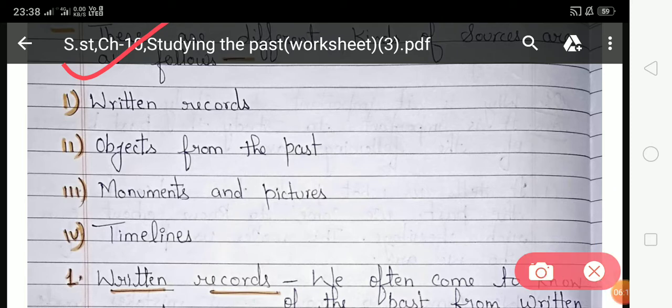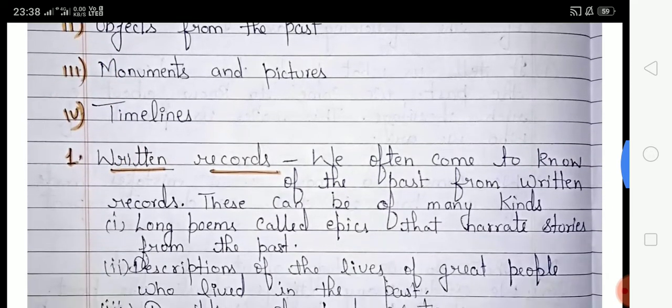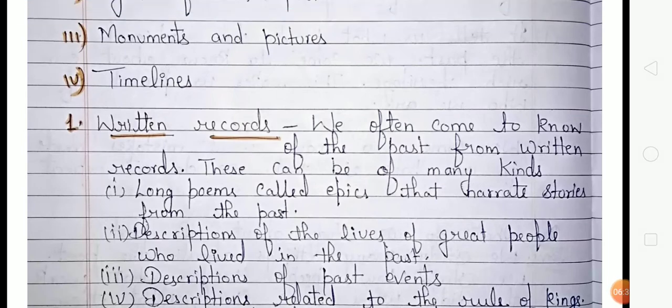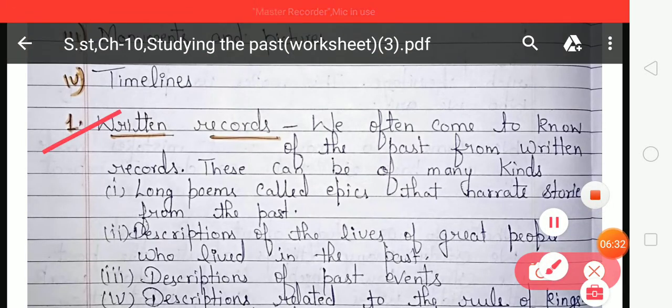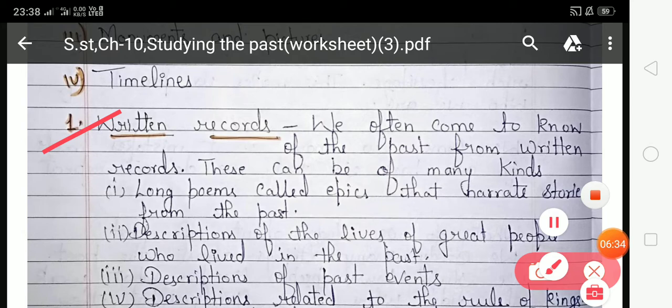First one is written record. Second one is objects from the past. Third one is monuments and pictures. And fourth one is timeline. So the first one is written record. So look at this. We often come to know of the past from written records.